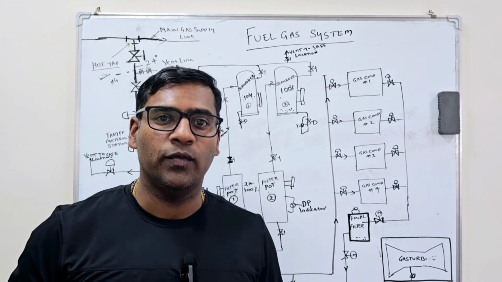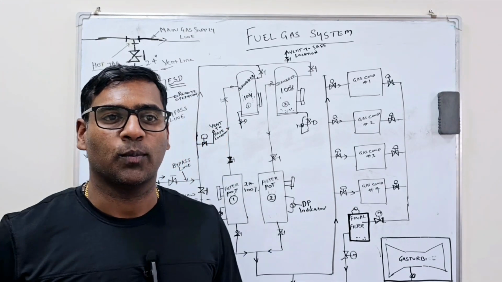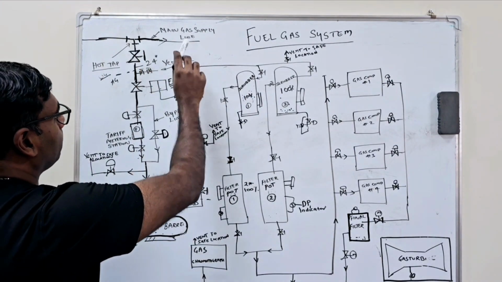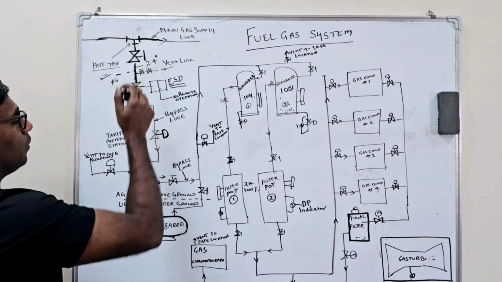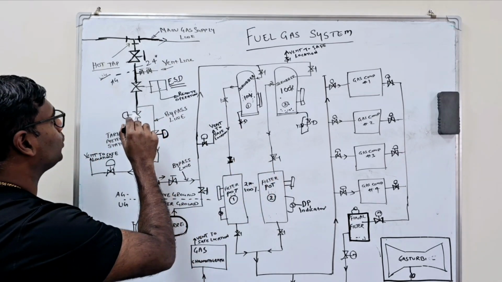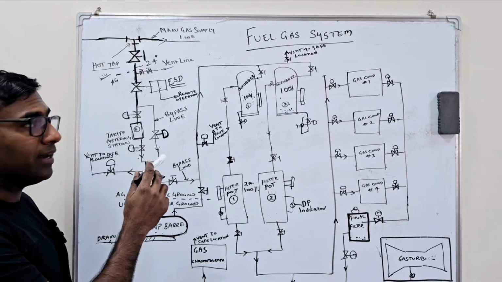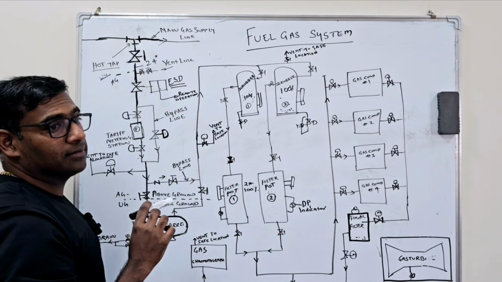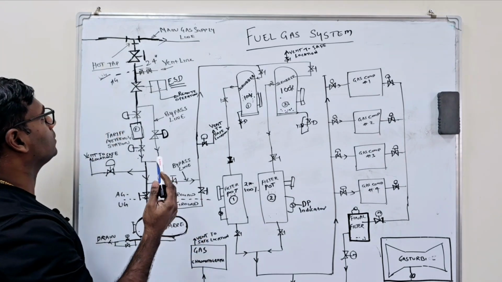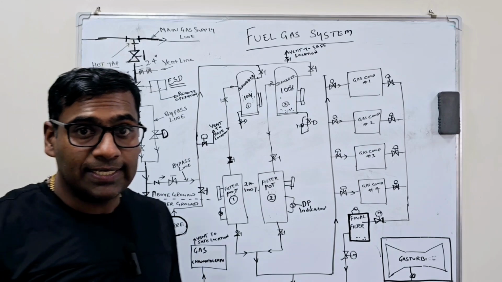So in today's video, we're going to see how a fuel gas system is designed for a gas turbine power station. As you can see, this is a main gas supply line. This could be anyone's. So for our plant requirements, we are going to tap into this existing line. To tap into the existing line without isolating it is known as hot tapping. Hot tapping is a process of tapping into the existing line when the line is in service.